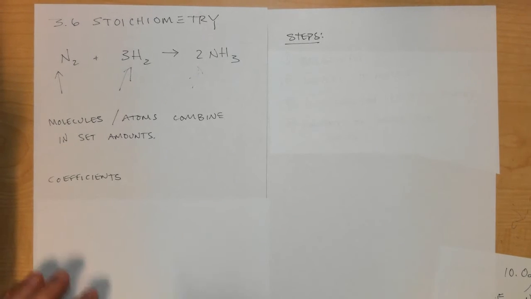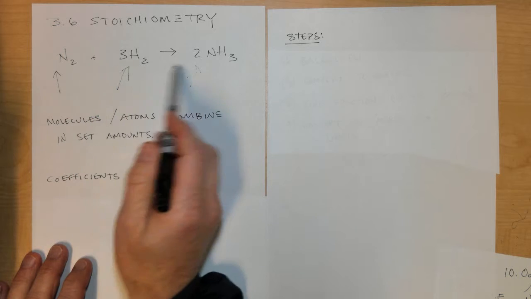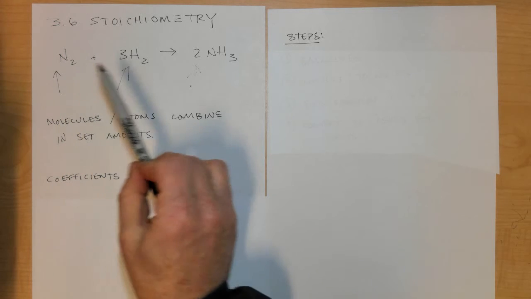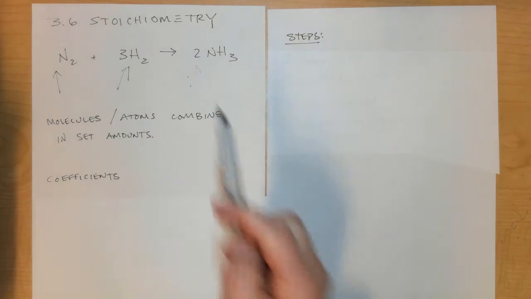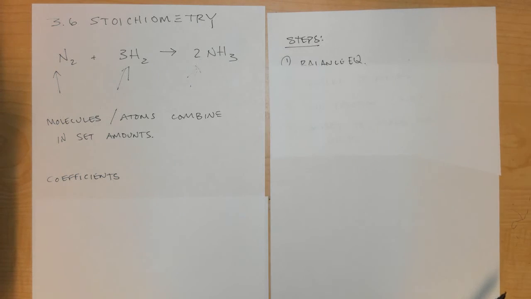The coefficients are the key to stoichiometry, and understanding how a 1 to 3 to 2 ratio or fraction allows us to combine and determine how much of something is either required to react with or how much of something is produced. There's 4 normal steps to doing a stoichiometry problem.